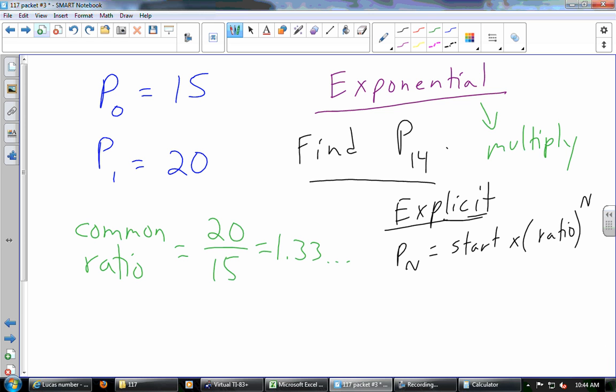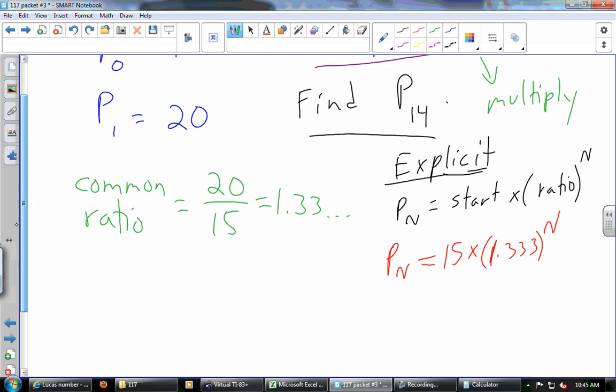Okay, so let's fill in our formula. Let's end that conversation in the corner. Thank you. Pn equals, what's the starting amount? 15 times, what's the common ratio? This is 1.33. And then raised to the n, always raised to the n. And then the last part of this problem, what was I asking for? The 14th number. Where does the 14 go in our formula? It goes for the n.